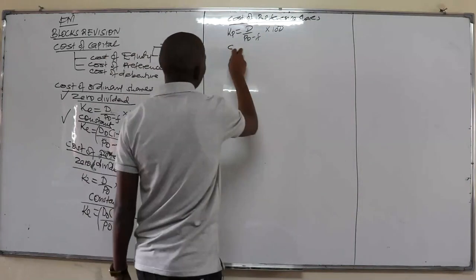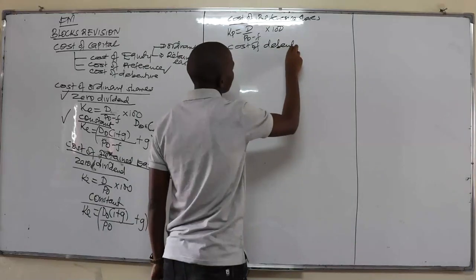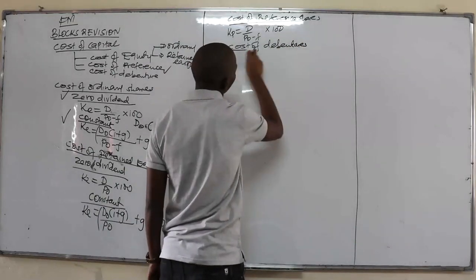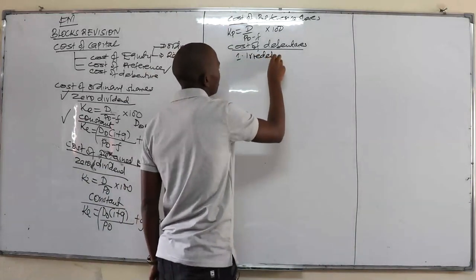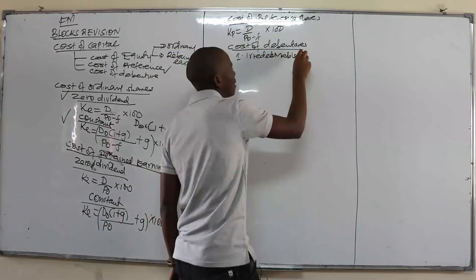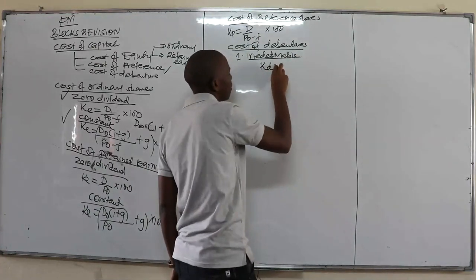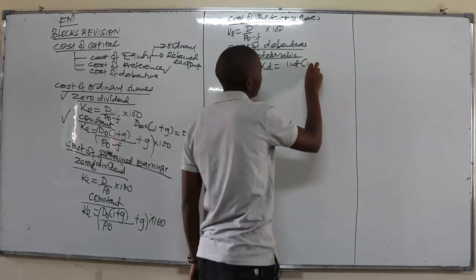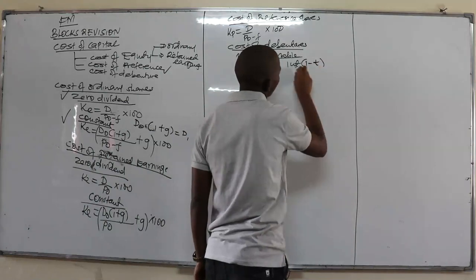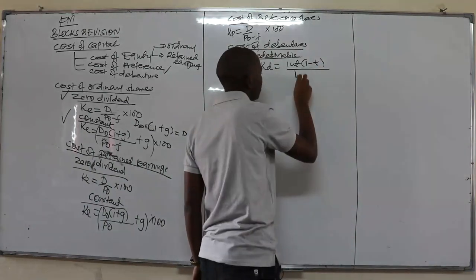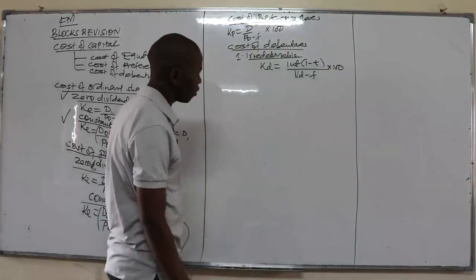The last one is the cost of debentures, which are normally categorized into two. Number one, we have the irredeemable debentures. Irredeemable debentures do not have a defined maturity period. Therefore, to get their cost, it will be interest (1 minus T) all over the value of debenture minus F, then you multiply by 100. That is minus flotation cost.